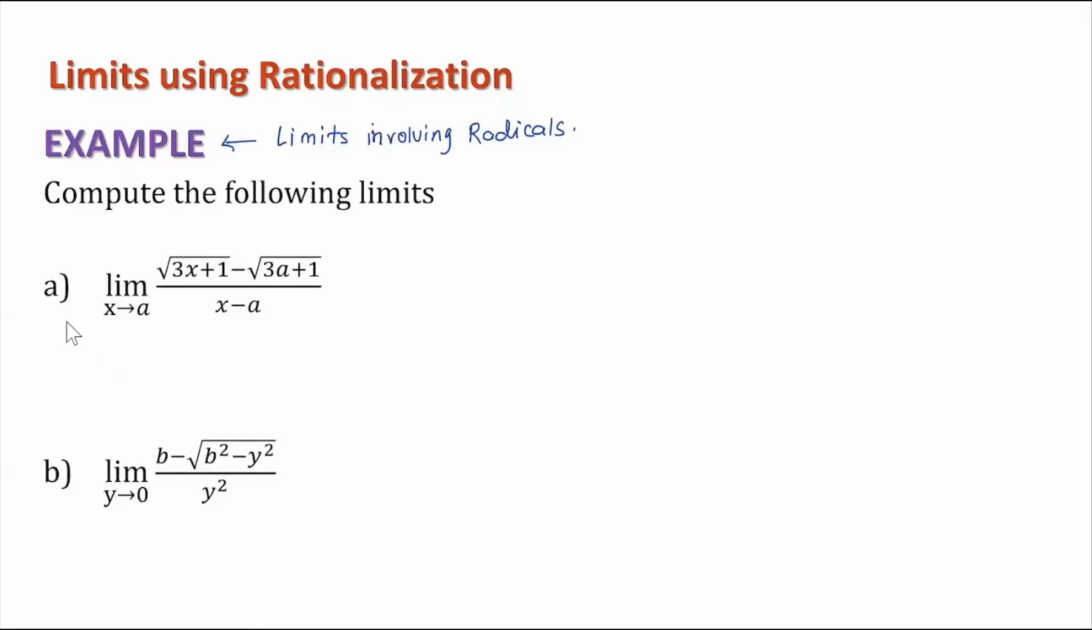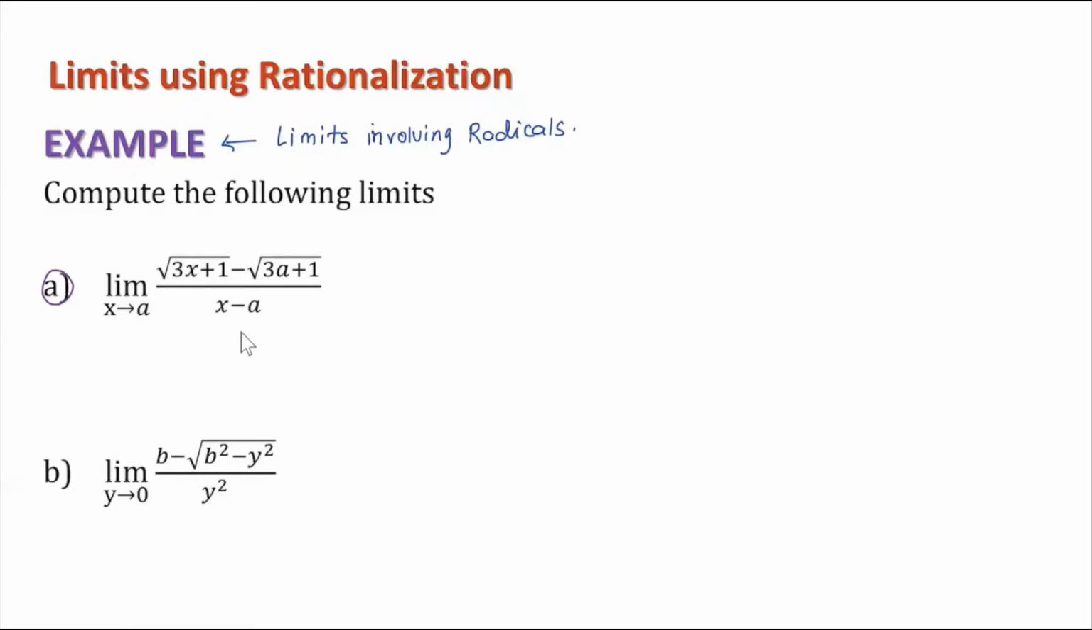So when you look at part A, we have limit as x approaches a of the square root of 3x plus 1 minus the square root of 3a plus 1, over x minus a. So the first step in finding the limit is to perform direct substitution. If you plug in a for x, here in the denominator it will be a minus a. A minus a will be 0. For a fraction, you cannot have 0 in the denominator. So we cannot compute this limit by direct substitution.